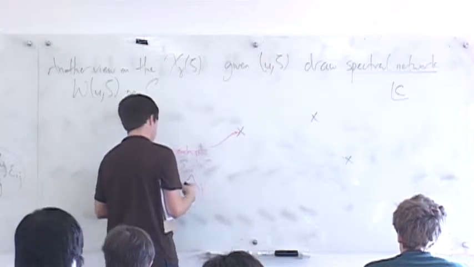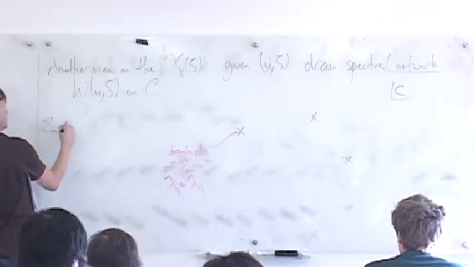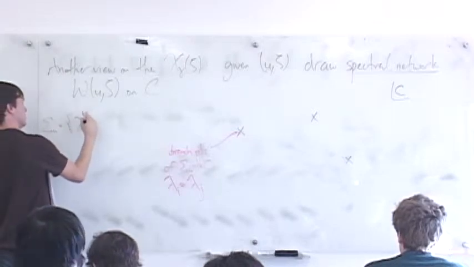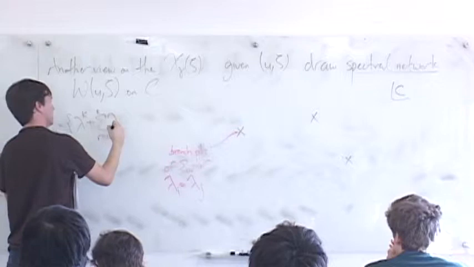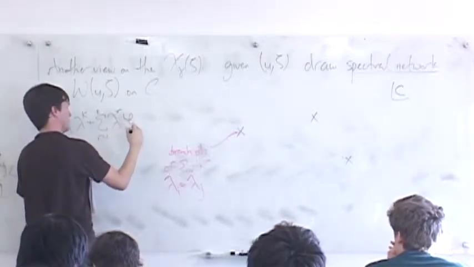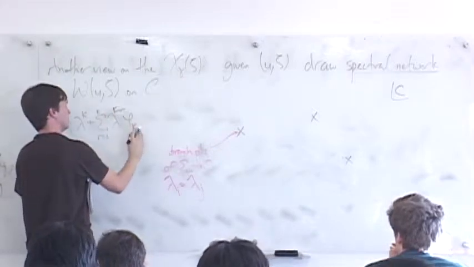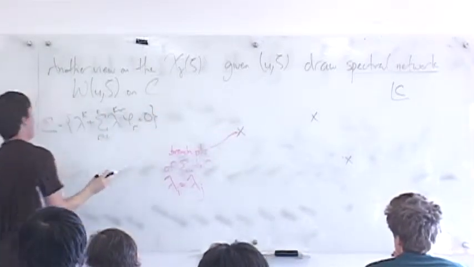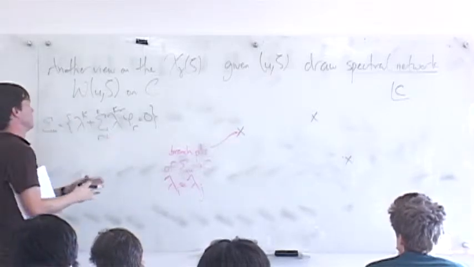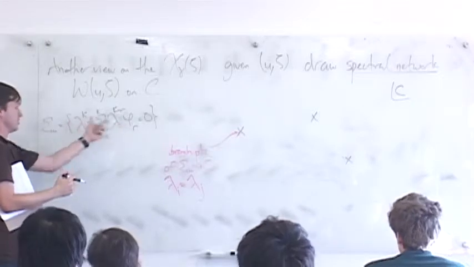In other words, remember what the spectral curve is. Sigma u is given by the equation lambda to the k plus the sum over r equals 2 to k of lambda to the k minus r phi r equals 0. Sorry, I got that backwards. So there's the spectral curve, and the branch points are exactly the points where two of the roots of this equation collide.